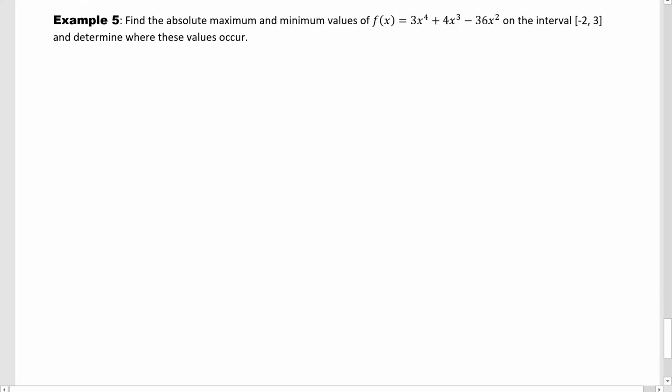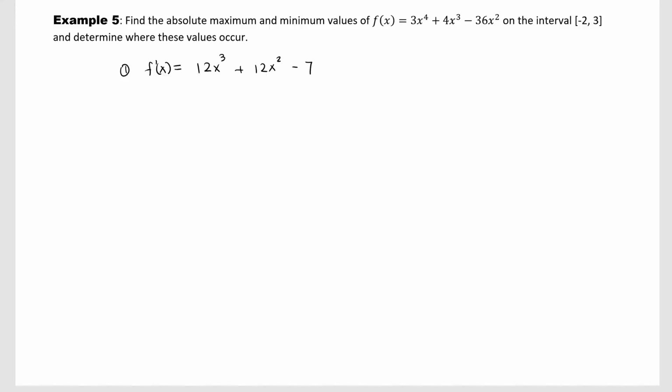Find the absolute maximum and minimum values for this function. First, f prime of x is the derivative of 3x to the 4th, which is 12x cubed. The derivative of 4x cubed is 12x squared. Oh, did I make a mistake? Yes. This is 3, this is 2. And minus 2 times 36 is 72x.